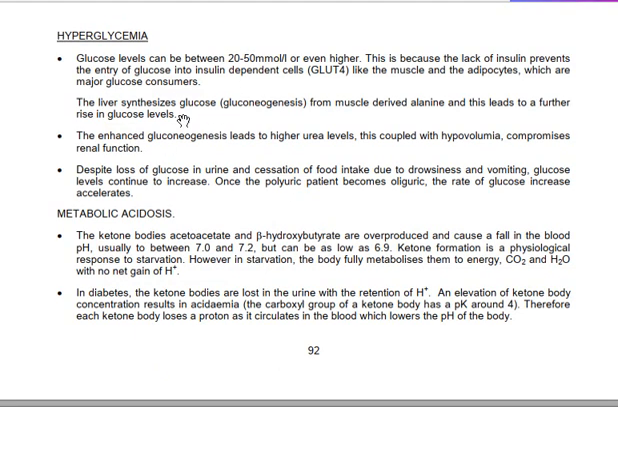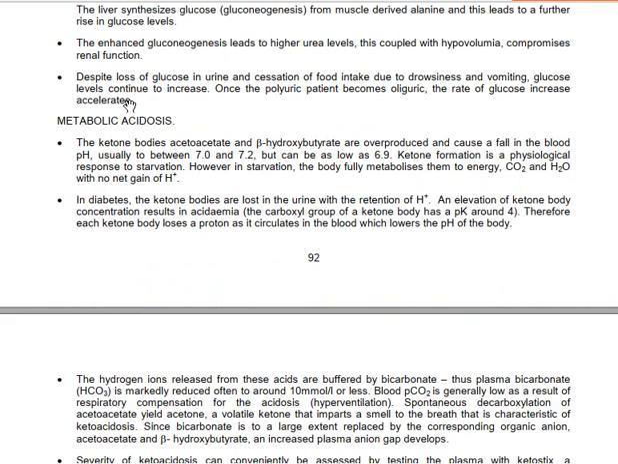So you need to know that the liver is going to synthesize glucose from the muscle derived alanine and all that. Since there is no insulin, glycogenolysis is going to occur, and then it's going to lead to a higher urea level. Is it clear? Which is going to couple now the hypovolemia. Now the next one is, despite the loss of glucose in urine and cessation of food intake due to drowsiness and vomiting, the glucose level continues to increase. Is it clear? Once the polyuric patient becomes oliguric.